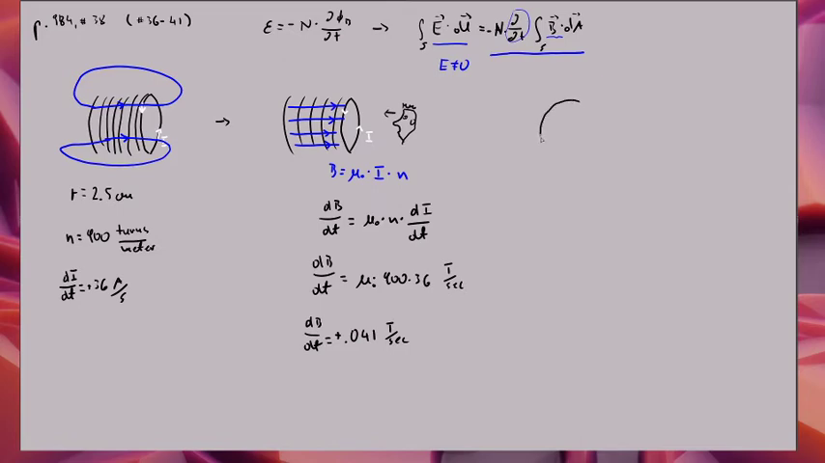So here's the loop, right? The current flows in this direction, I. And the magnetic field comes out of the page, comes at your face. Magnetic field is coming at your face, and so you have a bunch of dots here. I'm going to put a bunch of dots for the magnetic field B.